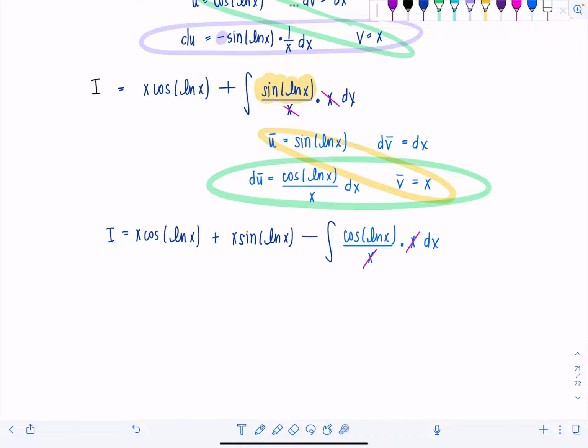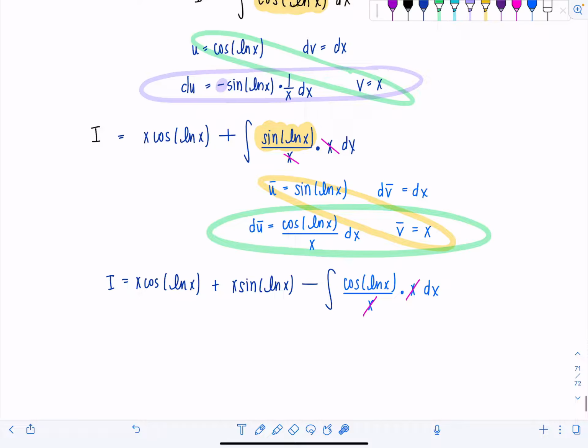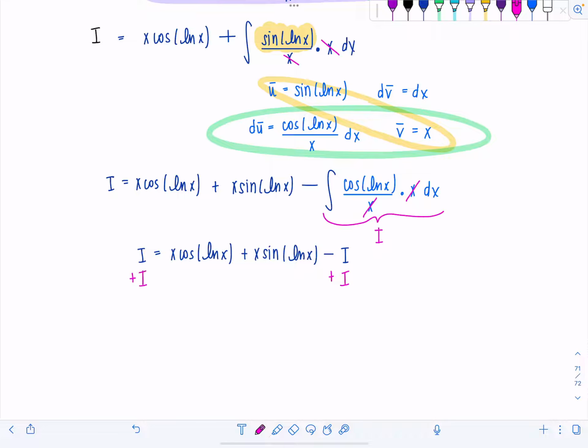Do you notice something? Our boomerang has come back to us. This integral right here, cosine ln of x dx, that's the original integral we had. We called it I. So please replace this entire last term here with I. And then evaluating this antiderivative or integral simply boils down to solving for I, like you would any other variable. Okay, so how would you solve for I? Well, I'd group all the I's on the same side of the equation. So I'm going to add I to both sides like this.